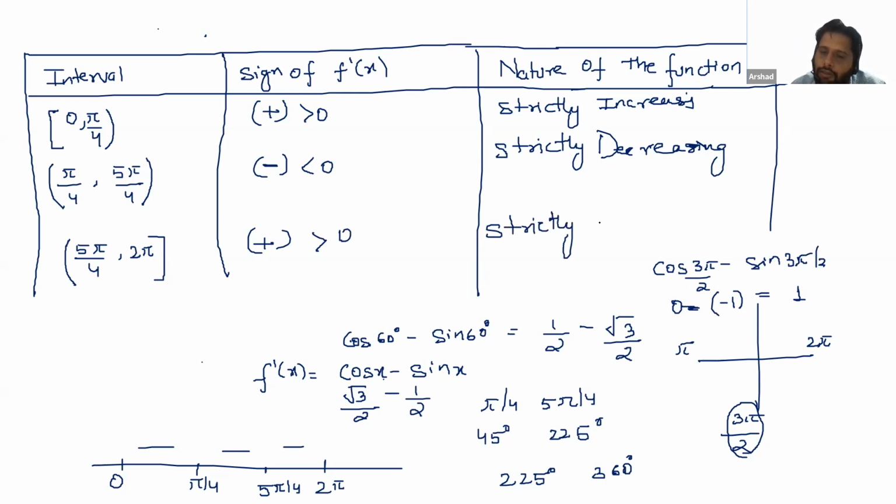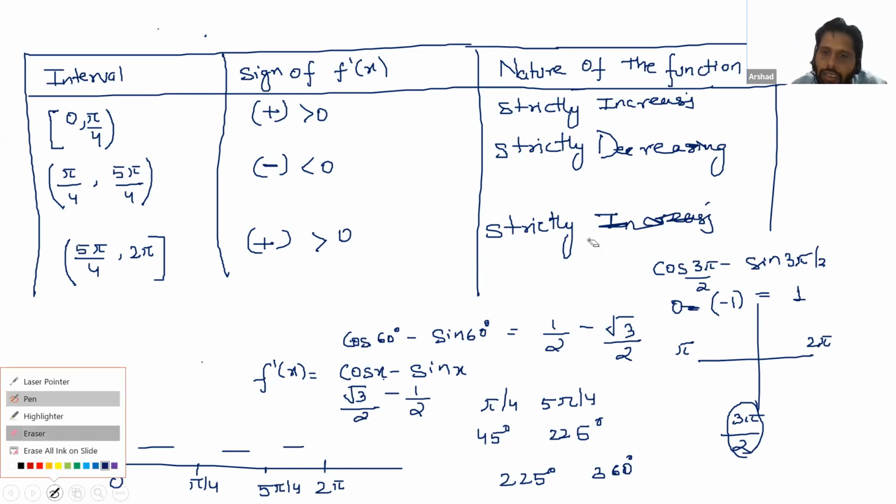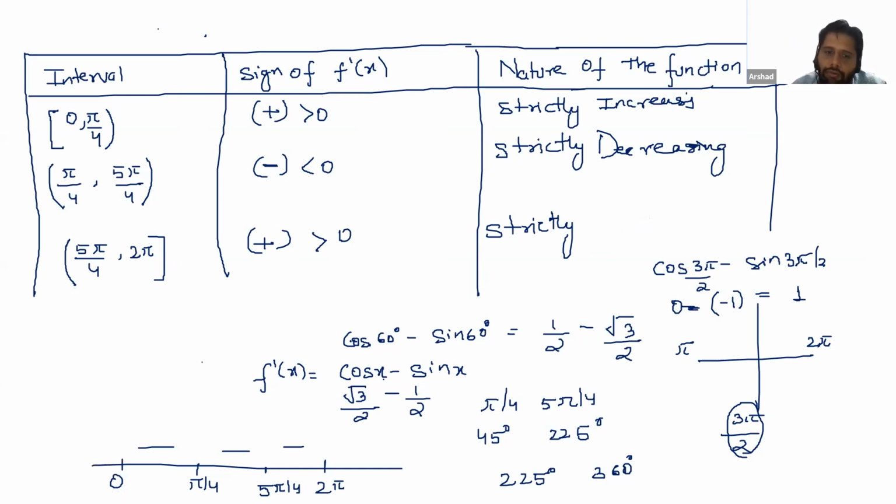So this is positive, greater than 0, strictly increasing. And we can take any value. We can take 300 also, Nabil, but for 300 we have to do the calculation. So it is your choice. You can take 300 and then calculate the value. So we have this strictly increasing. Okay, so we get these intervals and this is the answer.